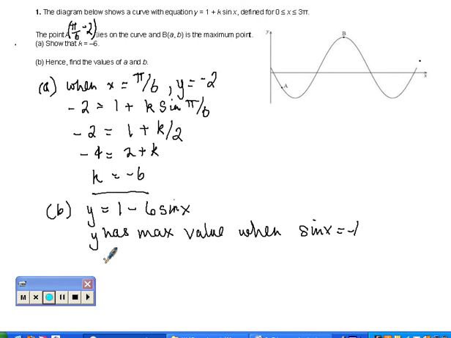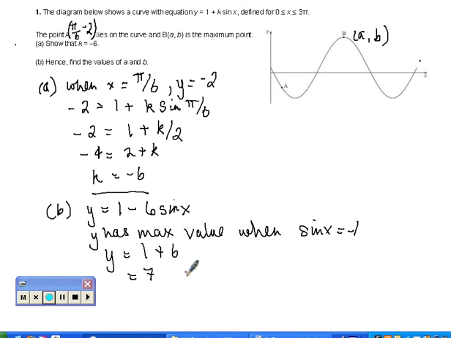And if we put that in, we get that y will equal 1 plus 6, which gives me a maximum value of 7, which is the y coordinate of the point B there. And of course here the coordinates of this point B are a and b, and that's what we're looking for. So we found the y coordinate of that point.